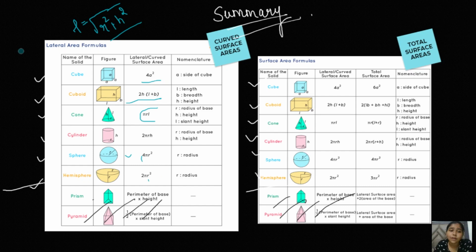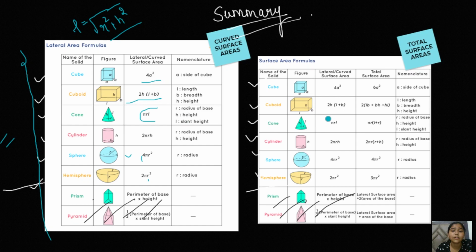Okay, you just have to go through this table on your own. This is very important, and here the figures are also given, the names of the solids are given, the formulas are given, and even what the terms used in the formula stand for are also given. So you just have to go through this table very carefully, and when you go through it, you will be able to recall the formulas on your own, and by that it will be very easy for you people to solve the questions, right?